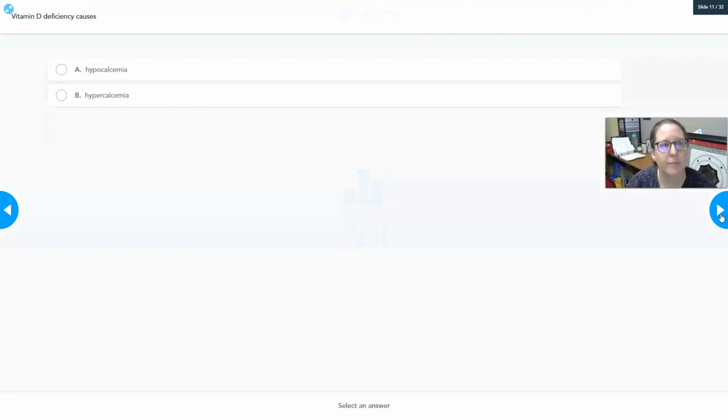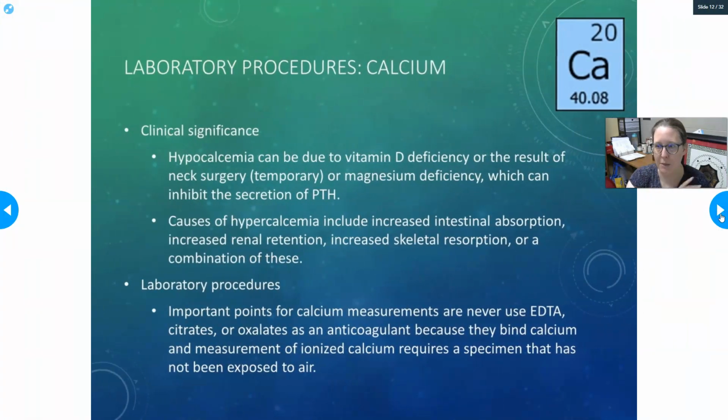So, question. If you have vitamin D deficiency, would you expect the patient to have hypocalcemia or hypercalcemia? Which one would it be? If not enough vitamin D, which one do we have? If you're not sure, just go back and look at it again. Or let me give you the answer here in just a second.